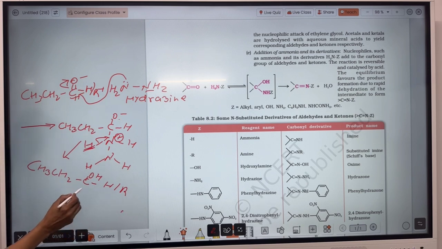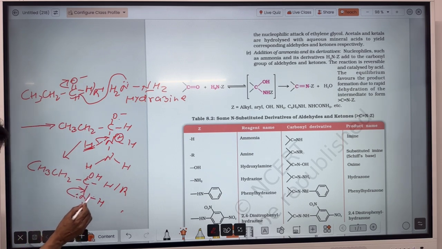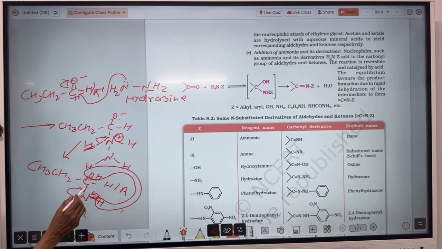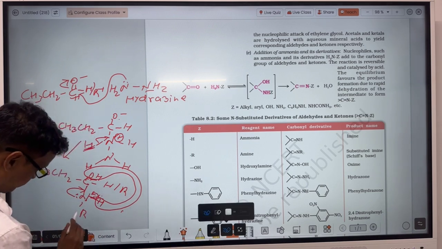Here H or R. Here again there is a lone pair of electrons. This lone pair of electrons comes here for the double bond formation. So there will be a positive charge on the nitrogen. To neutralize this positive charge, it will take one of the sigma electrons from this side. So this hydrogen is released, and it will combine with this OH to form H2O. So there will be a double bond formation between this carbon and this nitrogen. Here is NH2.